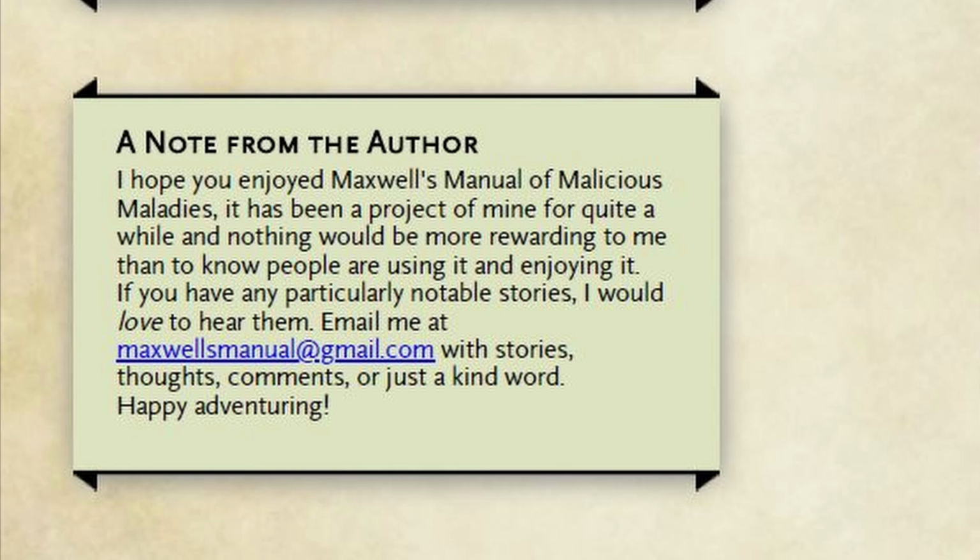And a note from the author, which I think, considering this guy wrote this book and handed it out for free, put this much work into it and did it for free, I think they deserve a special mention. I really do.